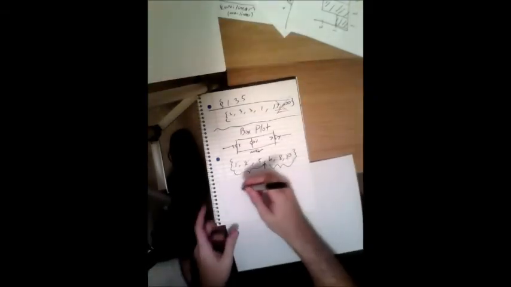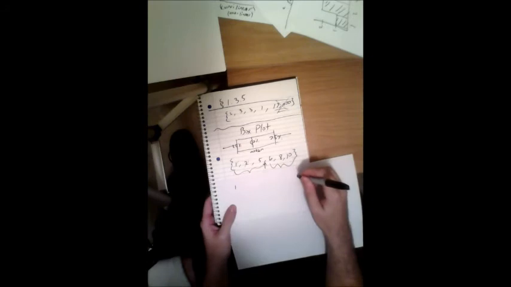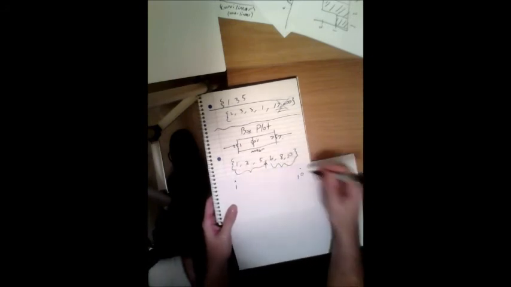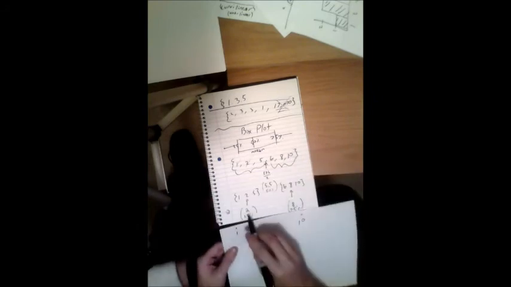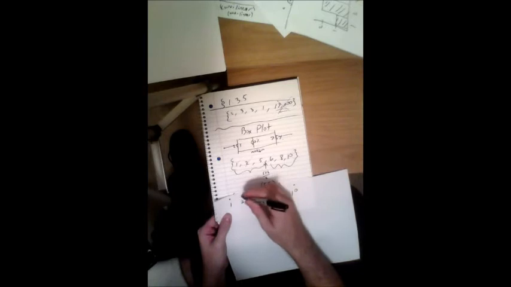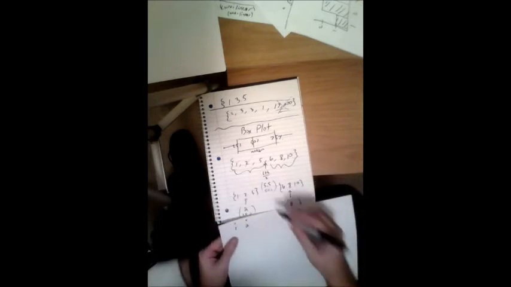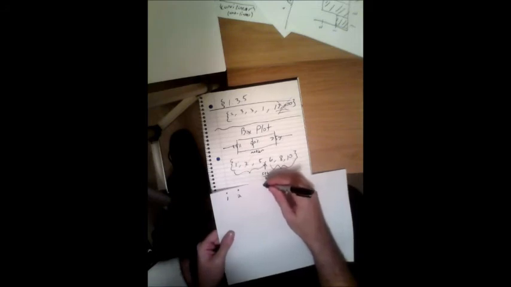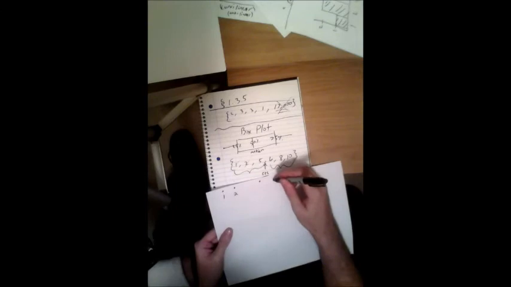We'll start with the 1. The highest one is the 10. Then we have this 2 here, so maybe 2 is about here. Then we've got this 5.5, maybe about here. And then we've got this 8.